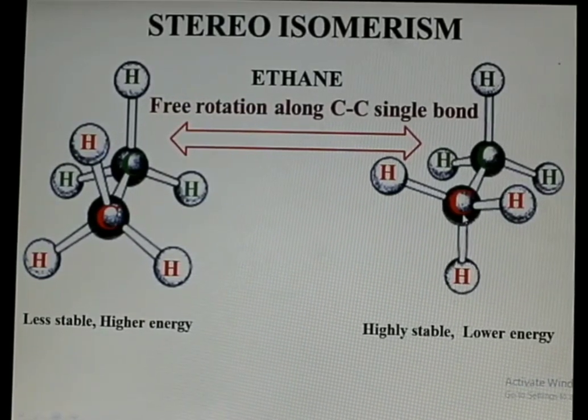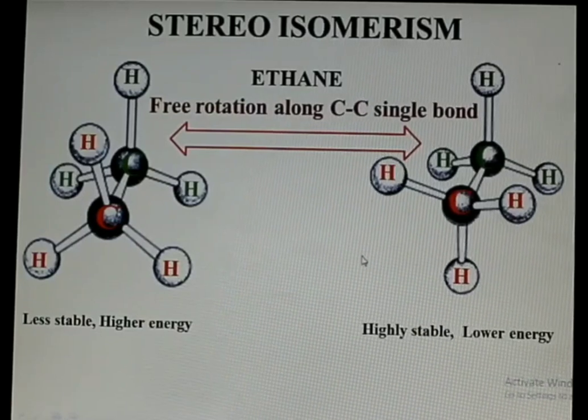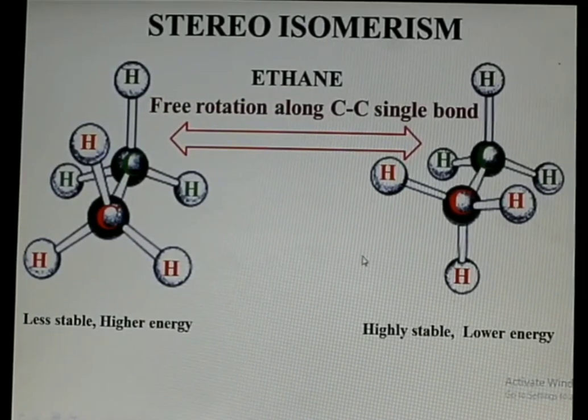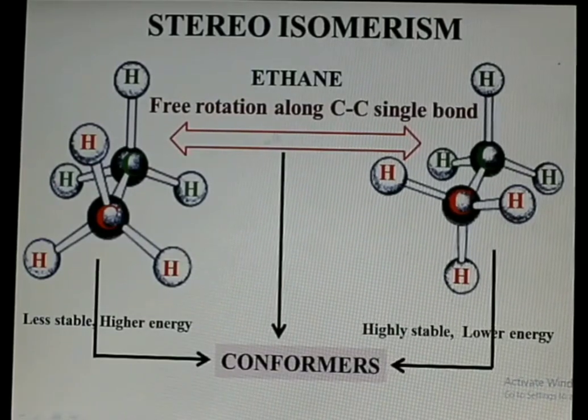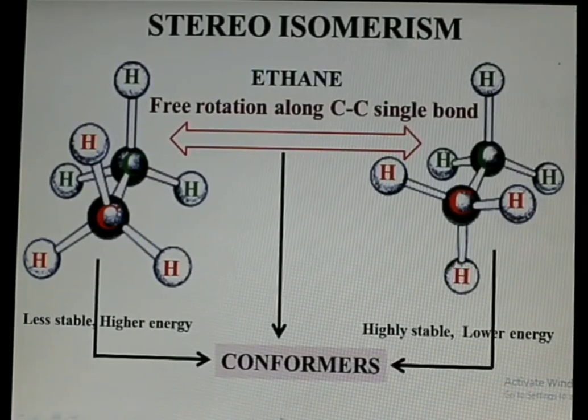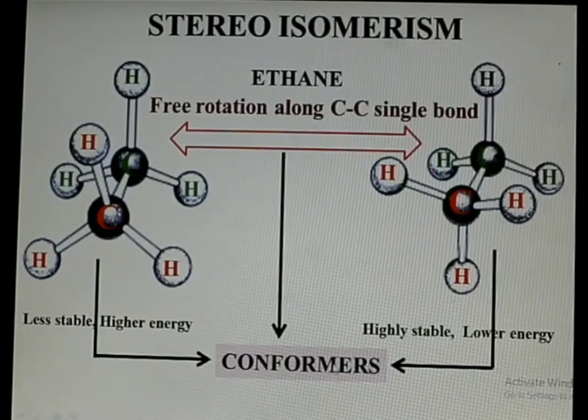So they are isomers because they have the same molecular formula, same structural formula, but different spatial arrangements. They have different energies and different stabilities. Okay. These kinds of isomers are called conformers. Very important. Conformers.